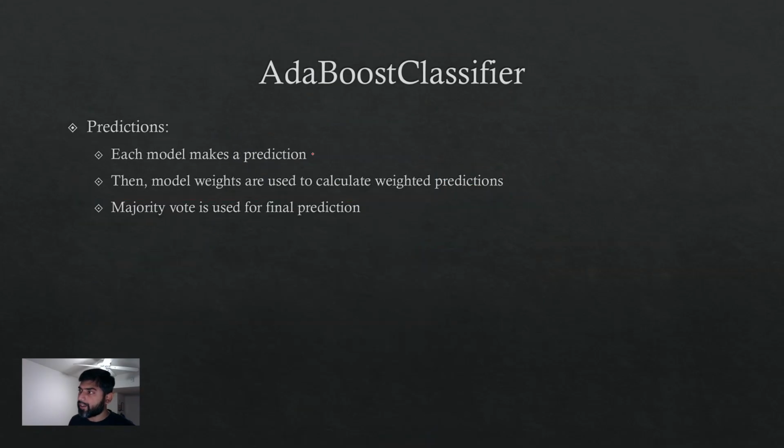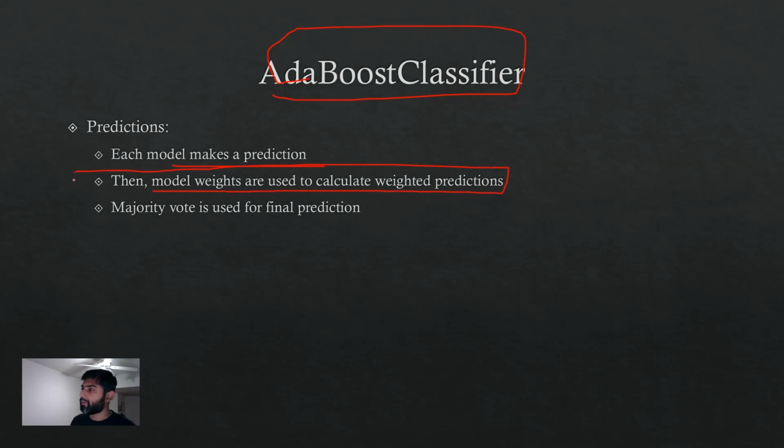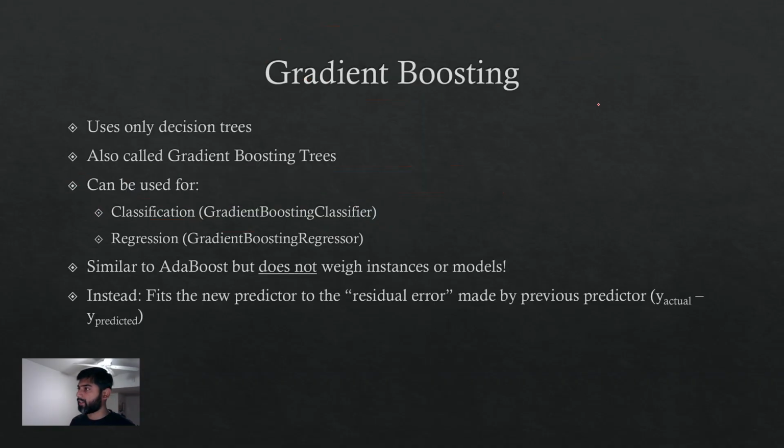Now, let's look specifically at the AdaBoost classifier. Each model makes a prediction. Model weight is used to calculate weighted predictions. Majority vote is used for the final prediction. We looked at what majority voting is, how weights are calculated to compute the weighted predictions, and finally how the AdaBoost, or adaptive boosting, classifier makes its calls or its predictions.